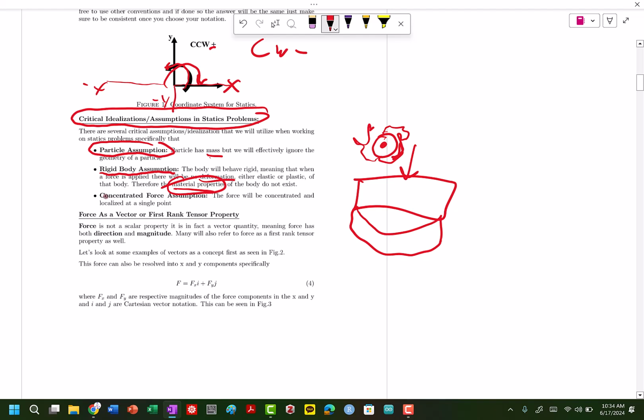And finally, concentration of force, meaning that we're going to assume that when I have a body like this and I apply some force or some load, it's going to be concentrated at a single point in space. So it will be localized. Localized is a good word, meaning it exists only at that particular point.